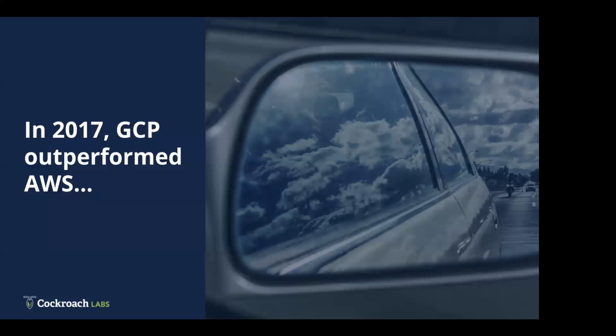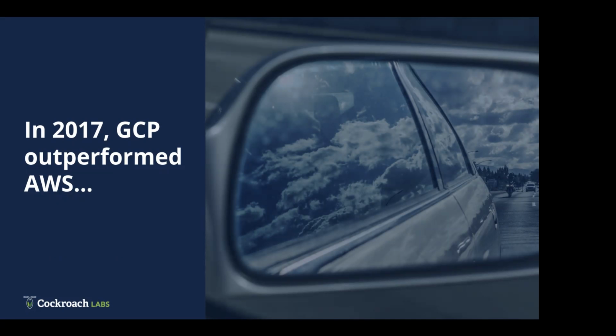So we'll begin our story here in 2017, actually, where we benchmarked GCP and AWS on a number of different performance benchmarks that are important to us at Cockroach Labs. And our findings in 2017 were that GCP actually outperformed AWS. And this was the mentality that we approached 2018 with: okay, GCP is a little bit better. We'll keep that in mind.